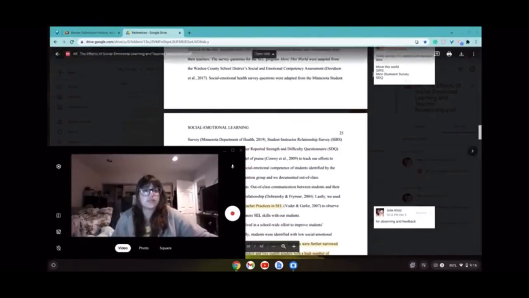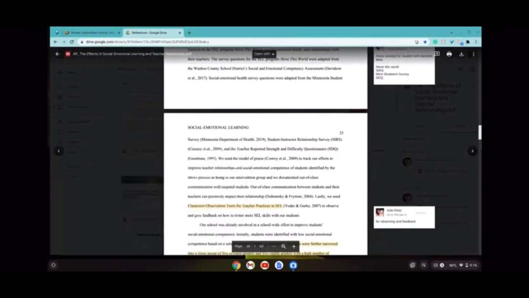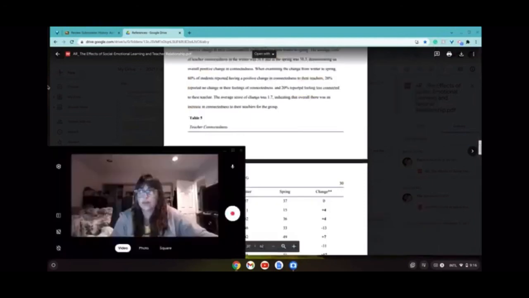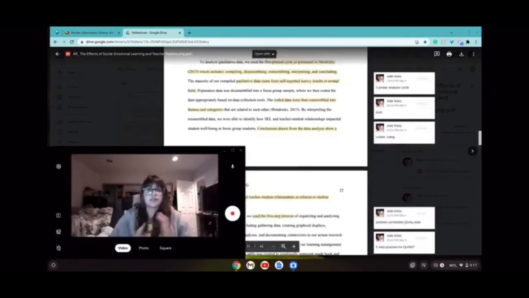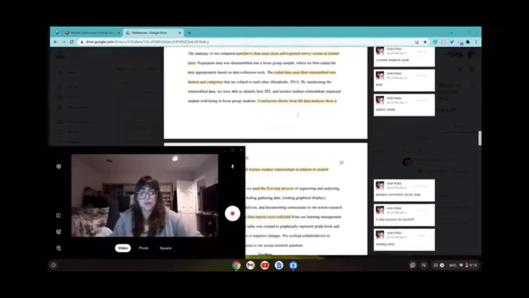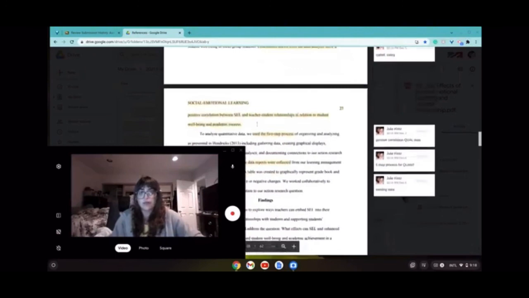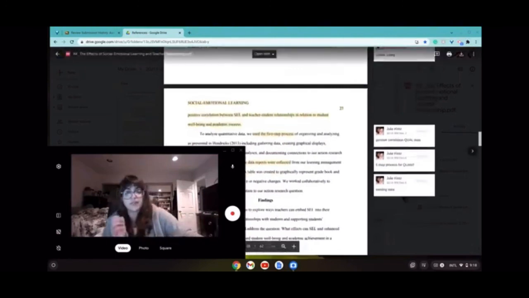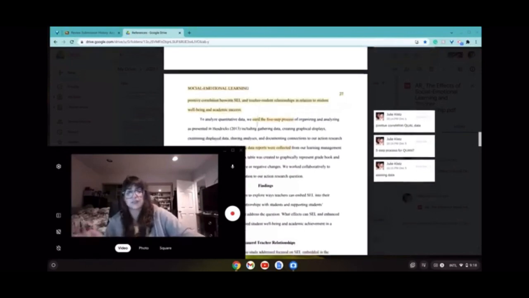A lot of the data was self-reported. So they used Move This World, SIRS, Minnesota Student Survey, and SDQ for their methodology. For qualitative data analysis, they use a 5-phase cycle by Hendricks, who they also used for the quant data. It includes compiling, disassembling, reassembling, interpreting, and concluding. This came from self-reported surveys and in text form. And then they coded the data, reassembled it into categories, and then drew conclusions from there for the data analysis. For both, they showed a positive correlation between SEL and student-teacher relationships in relation to student well-being and academic success.